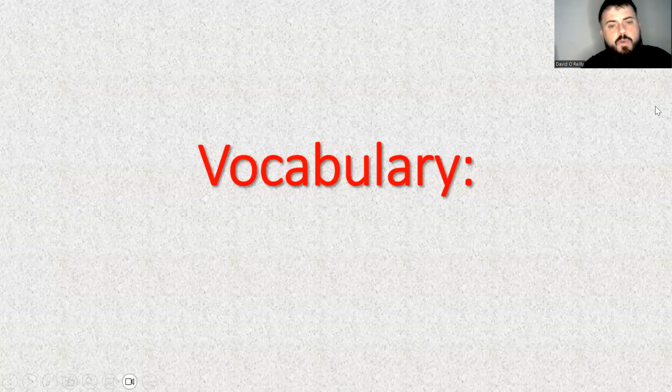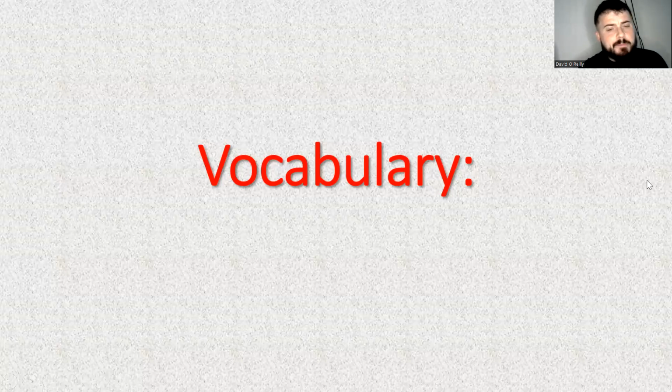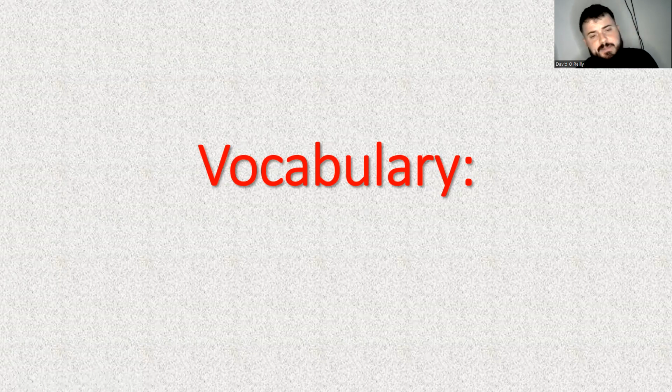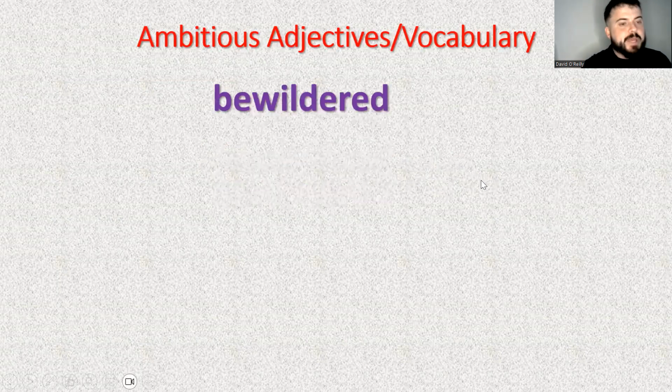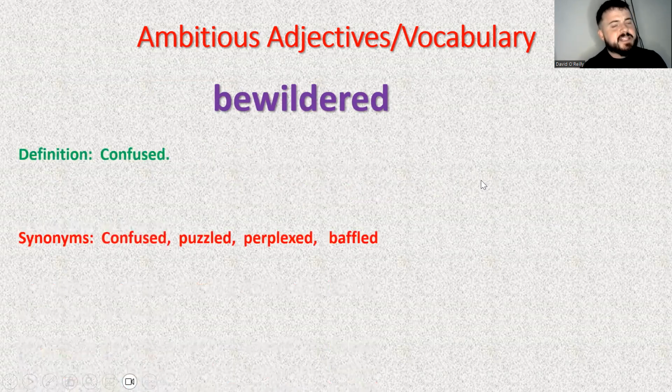Okay, we've got 2 words to add to our vocabulary bank this week. Now, we've already got 6 impressive words. We've got 2 more to add to our bank, and the first is bewildered. What does it mean? It means confused, and synonyms are confused, puzzled, perplexed, and baffled.